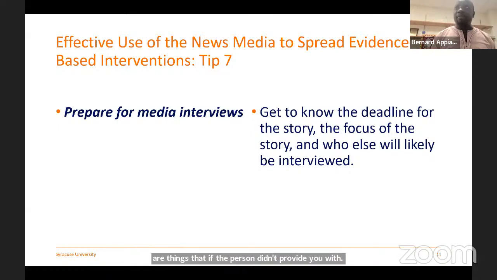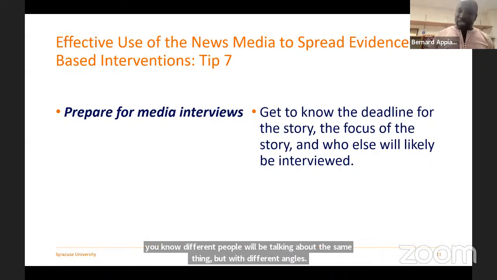For example, good reporters typically would interview more than one person for a story. So if you are a researcher and somebody wants to get some information from you for a story, and you also know the person is going to interview a policymaker, you don't have to bring in too much of policy in your work. You have to focus more on the research. So different people will be talking about the same thing, but with different angles. So you have to know the focus of the story.